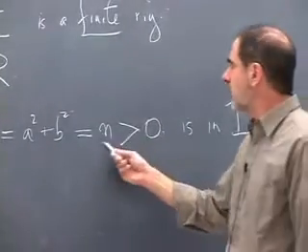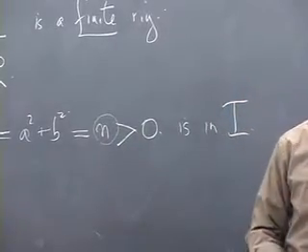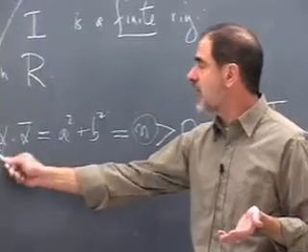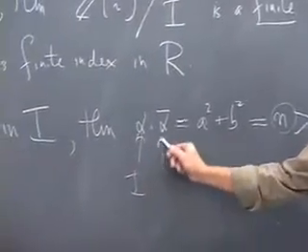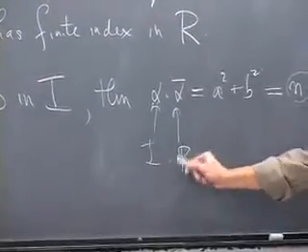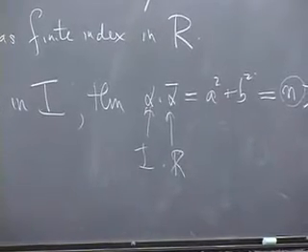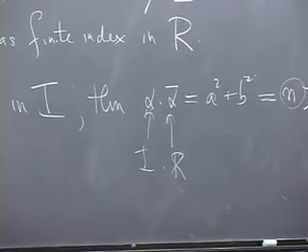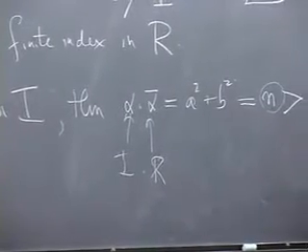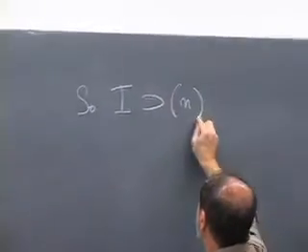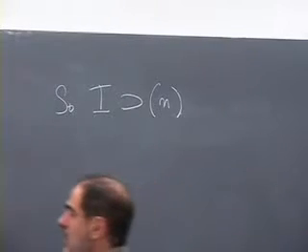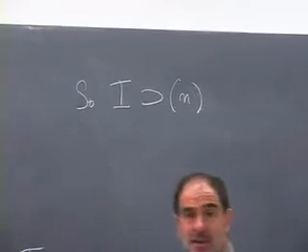Why is this integer in the ideal? Because it's part of something in the ideal. Yeah, exactly. This is something in the ideal, and this is something in the ring. And any time you multiply something in the ideal by something in the ring, you stay in the ideal, by the definition of an ideal. So therefore, whatever this ideal is, it contains the principal ideal generated by n. Because once n is in the ideal, all multiples of n are in the ideal.